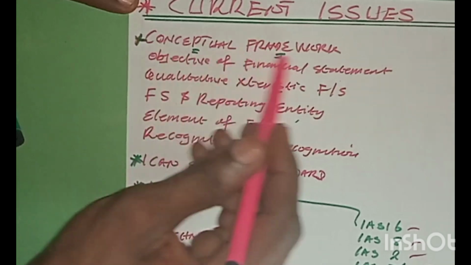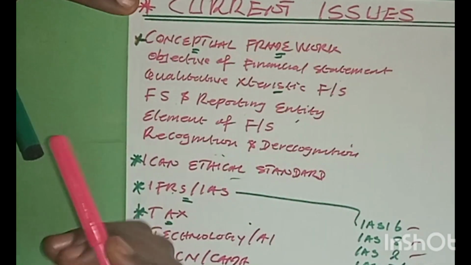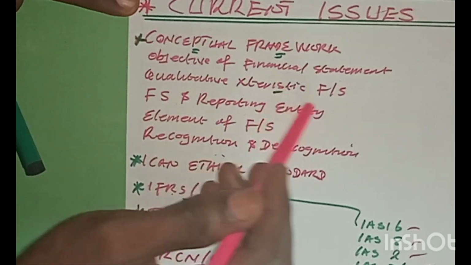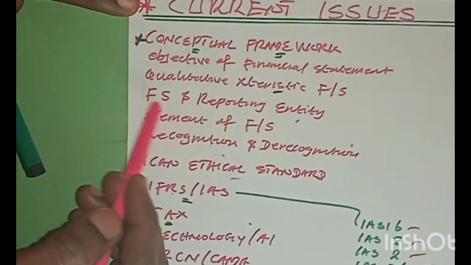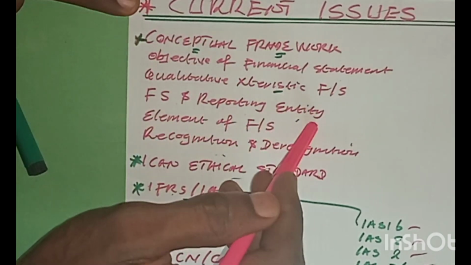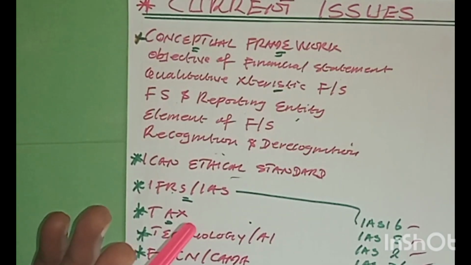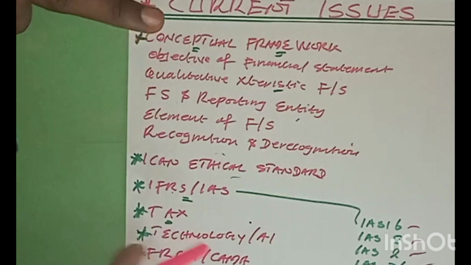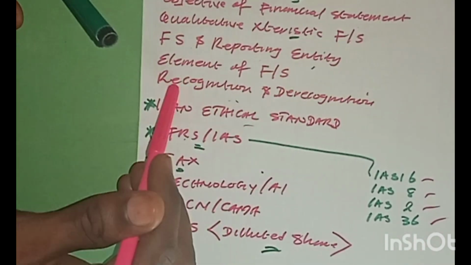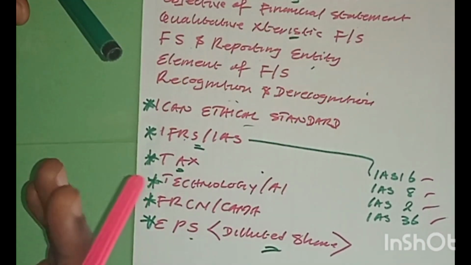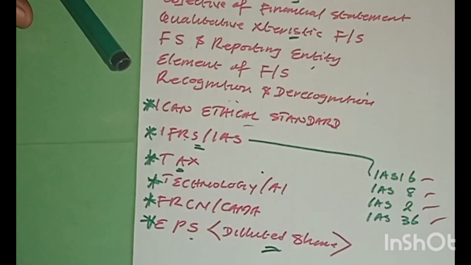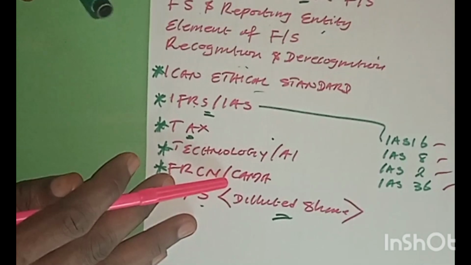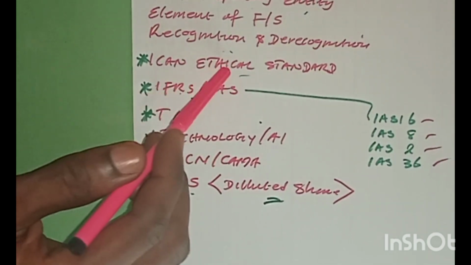Now let's talk about the conceptual framework. Under the conceptual framework, we have the objective of financial statement, qualitative characteristic of financial statement and reporting entity. Read it up. All these are under conceptual framework, right? Good. The elements of financial statement, recognition and derecognition. What are those things that you must recognize in financial statement and those things you must not recognize in financial statement? Know them.